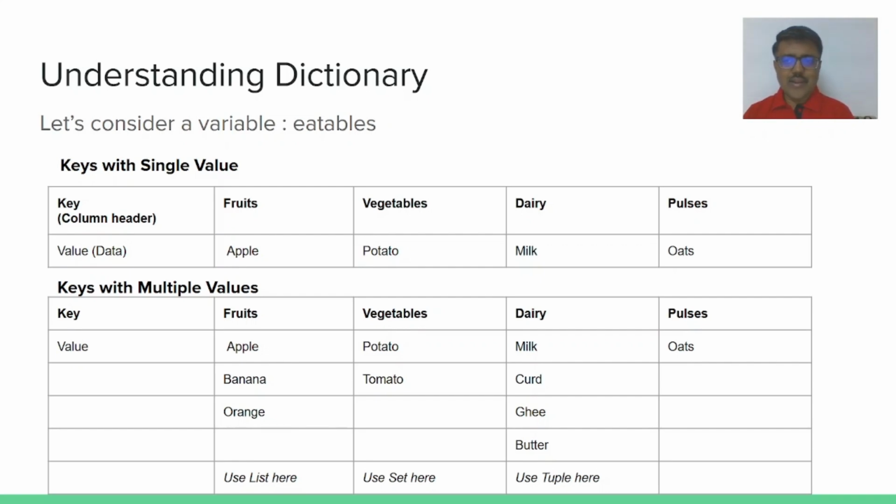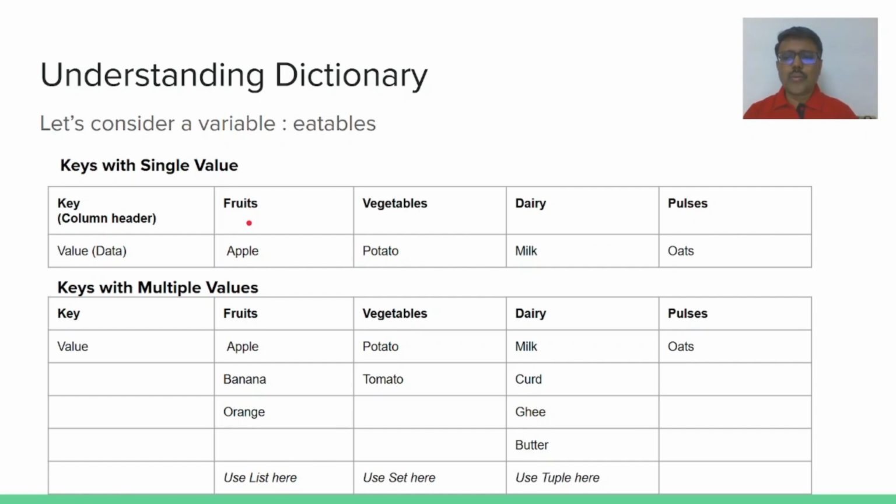The same way, each word is considered to be a key, and the meaning of that word is nothing but your value, right? That is why the dictionary data type is always associated with a key value pair. So what is that key value pair? Let's try to understand with a simple example.